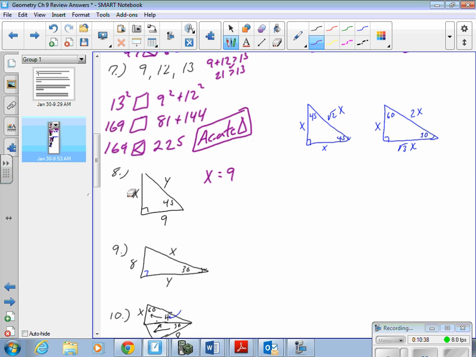And then y, which is the hypotenuse, should be the square root of 2 times a leg. So y is going to equal the square root of 2 times a leg, or 9, which we rewrite a little neater as 9 square root of 2. So x is 9, y is 9 square root of 2.